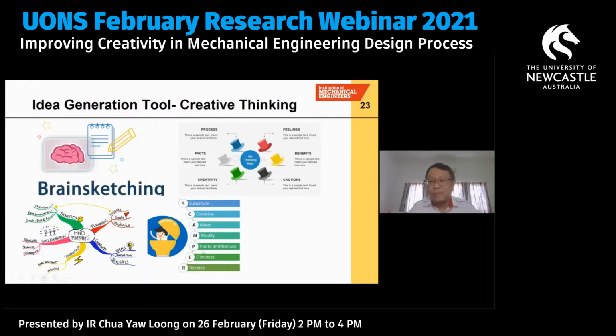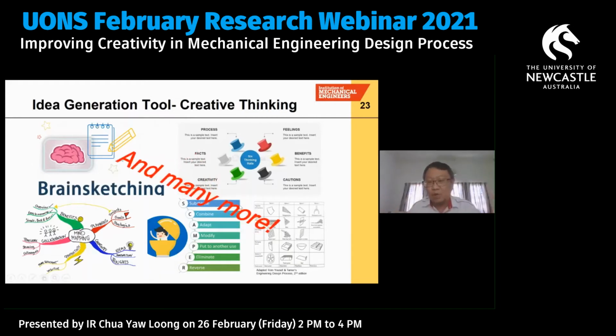Okay, and maybe some mechanical students will have seen this, the morphology analysis or morphology chart. So these are just some of the creative thinking tools that are available. And mind you, there are many, many more. To my knowledge, there are more than 20 out there. Not only brainstorming, more than 20.